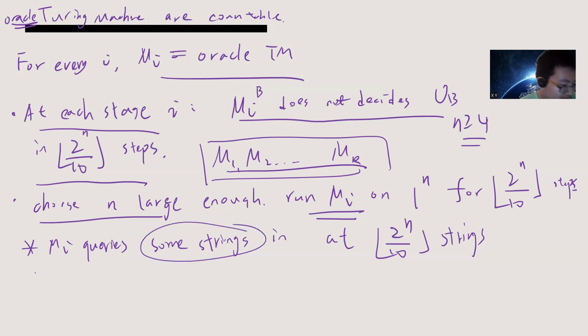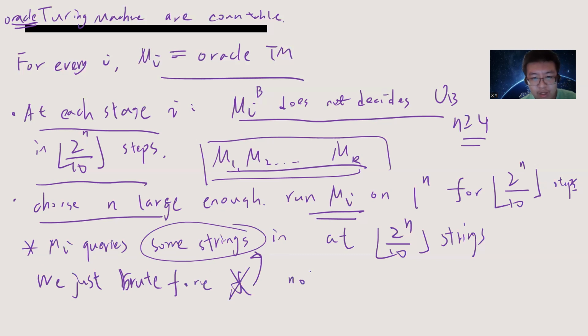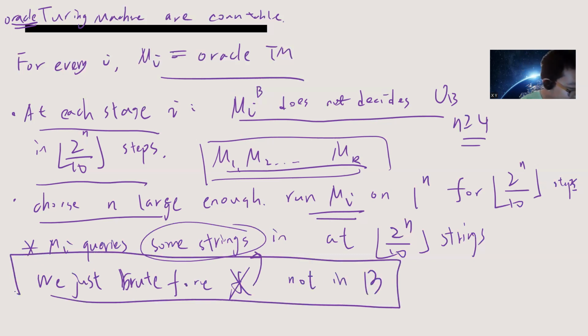So we will just brute force. Any string in the queries, we just brute force and make all these strings not in B. Okay, so this is like a stupid construction.